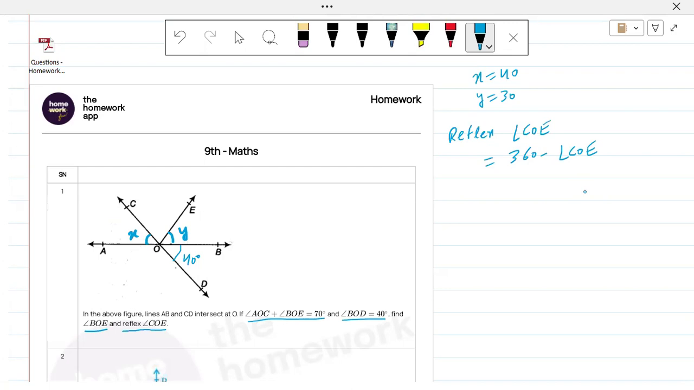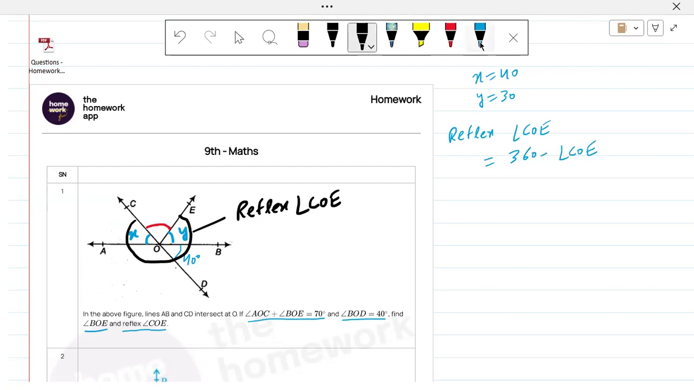What is the meaning of reflex angle COE? COE is this angle. But if you need to find the value of reflex angle COE, that means this is reflex angle COE. This one is reflex angle COE. I will write here reflex angle COE. So for finding reflex angle COE, you need to find the value of COE.